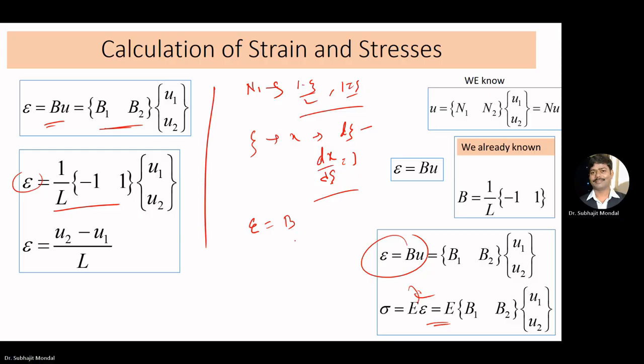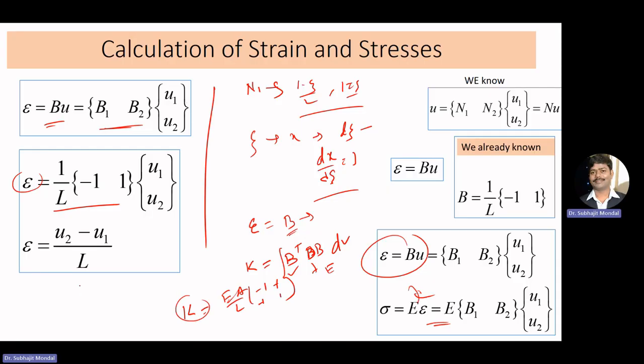In this case B is a vector, but if we have a 2D problem, in that case B will be a matrix. Once we obtain B, we can get the stiffness matrix like B transpose DB, which we did as an integration over the volume, and here D is nothing but the Young's modulus. At the end we obtain that the stiffness matrix is EA by L times [1 -1; -1 1] like this.